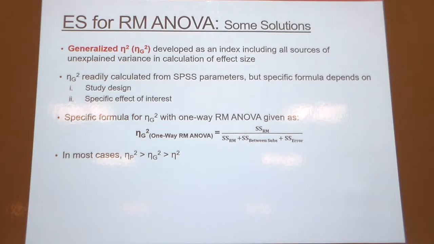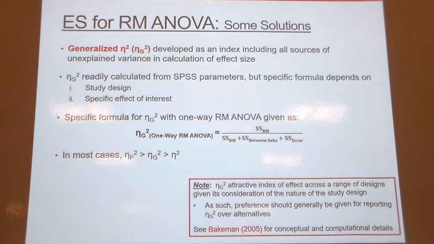In the one-way case, generalized eta squared is going to be equal to eta squared, right? But as we go through, I've got a Bateman article that will lay out how you calculate generalized eta squared for repeated measures designs, okay?